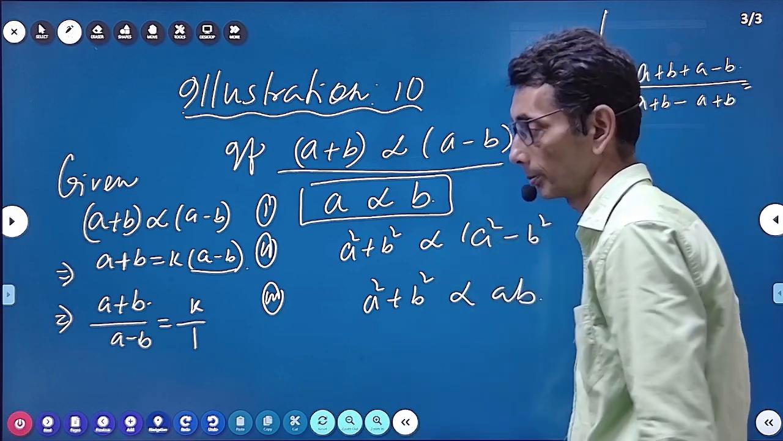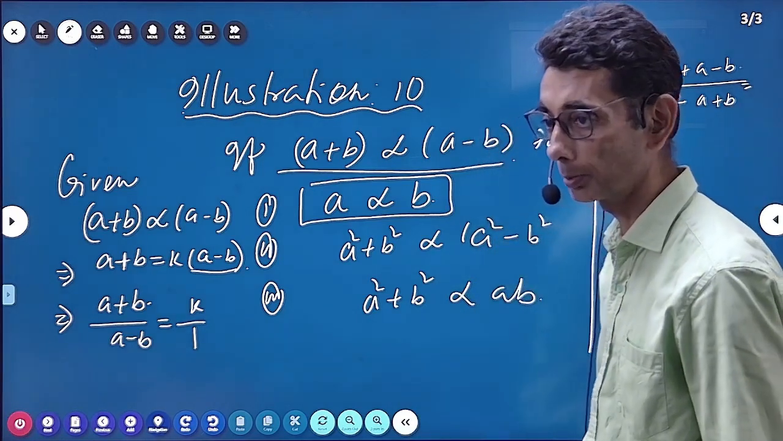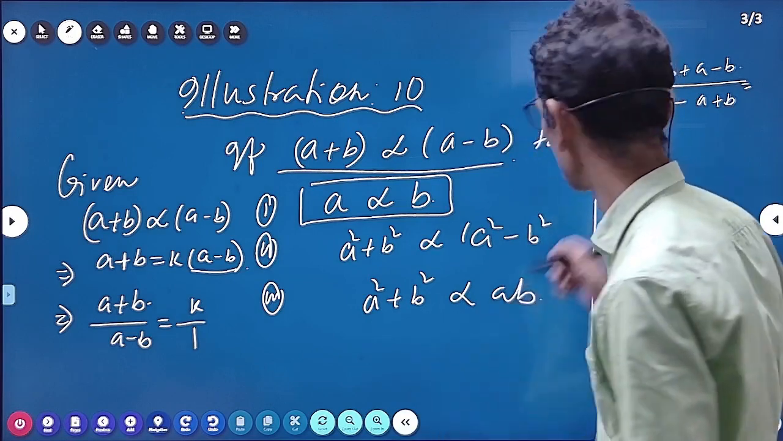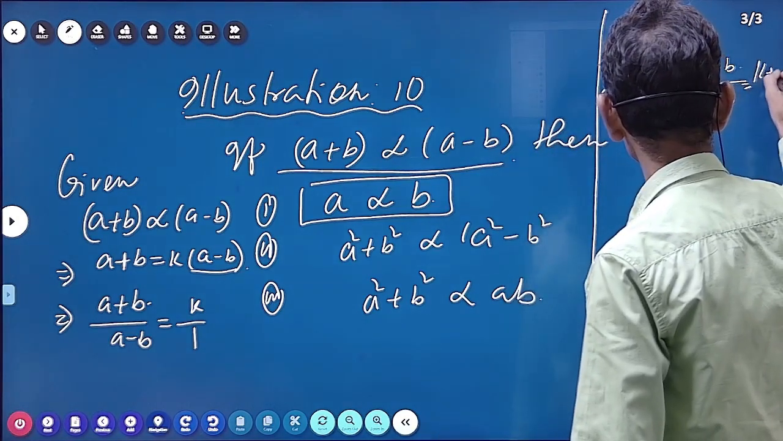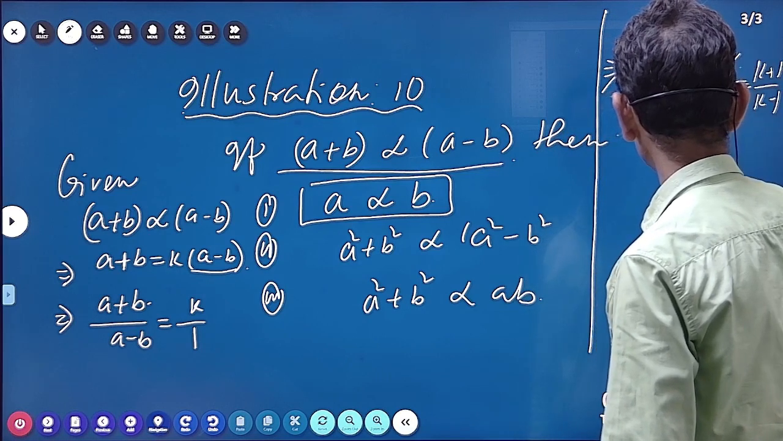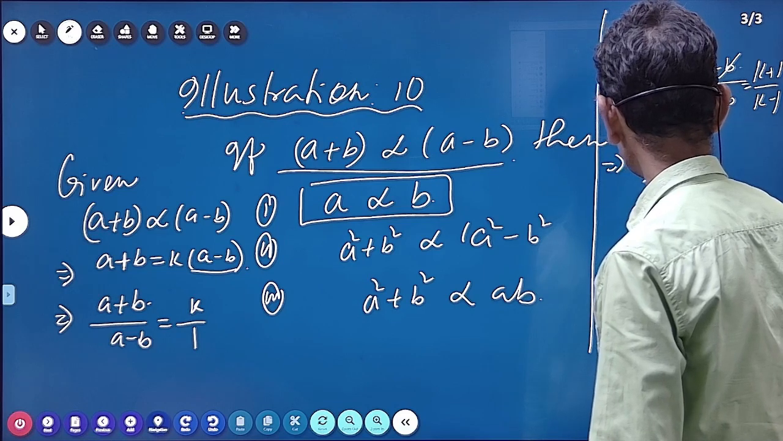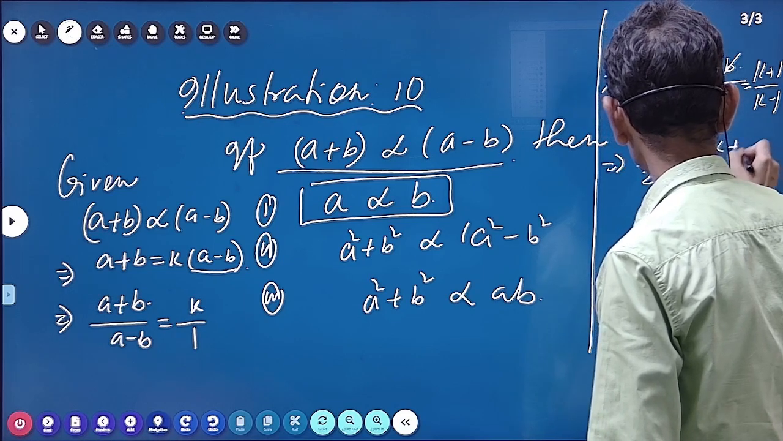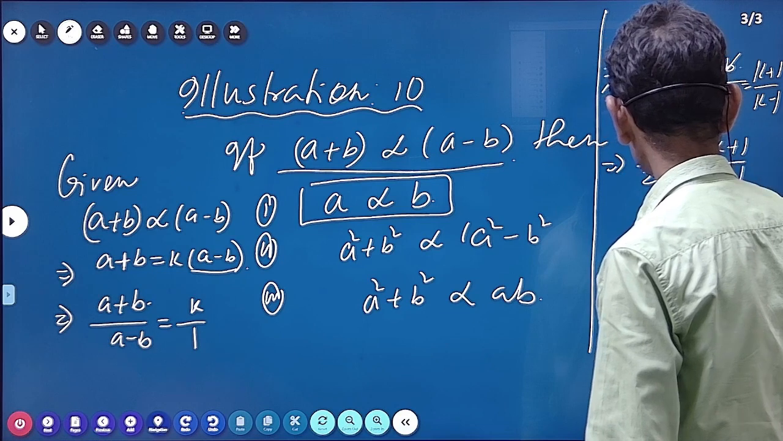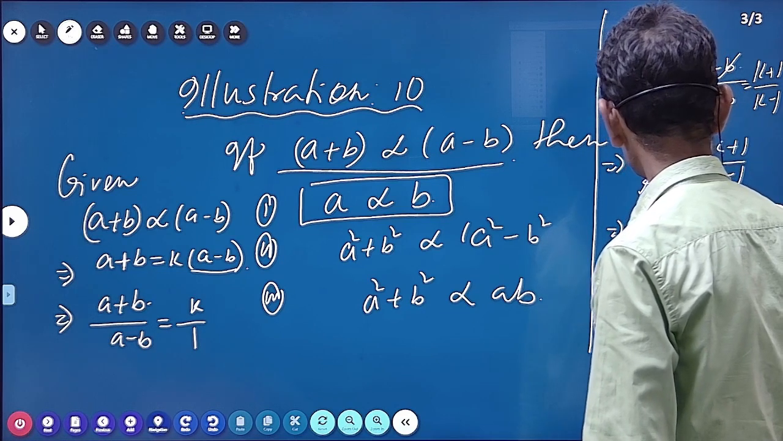What do we do with the right hand side? Same thing, right? Numerator plus denominator: K plus 1, K minus 1. So twice A by twice B is equal to K plus 1 by K minus 1. The 2 cancels, so A by B is equal to K plus 1 by K minus 1.